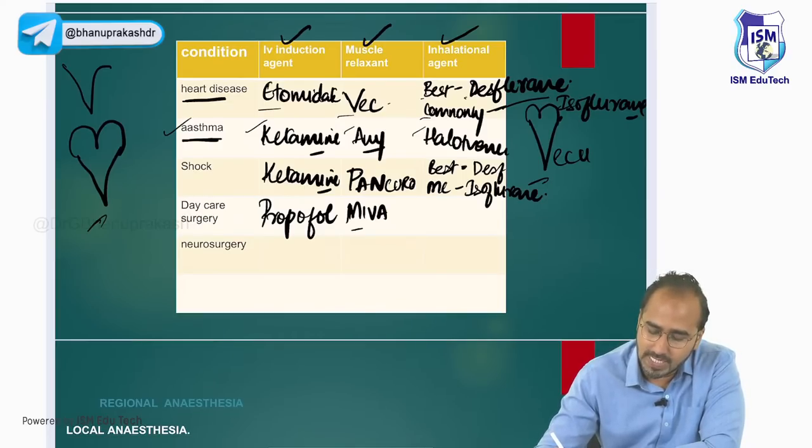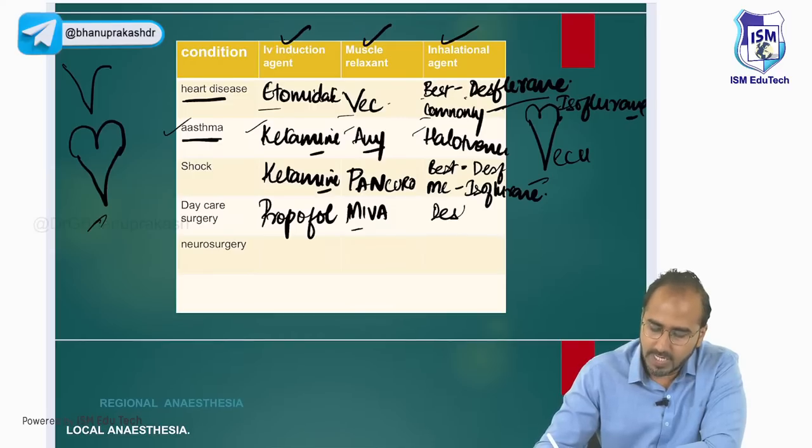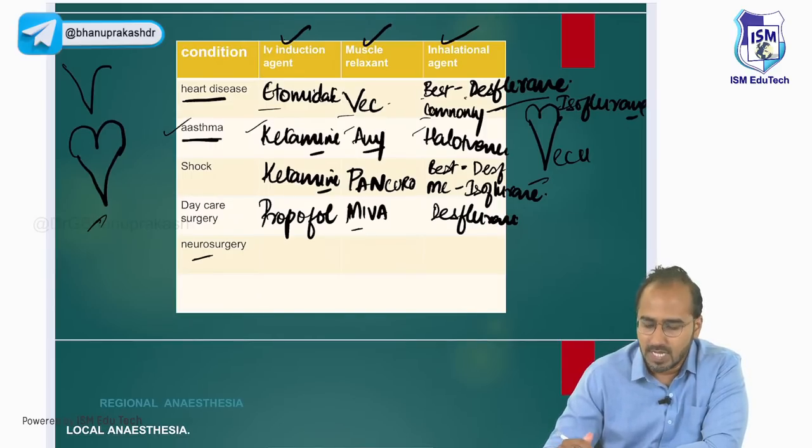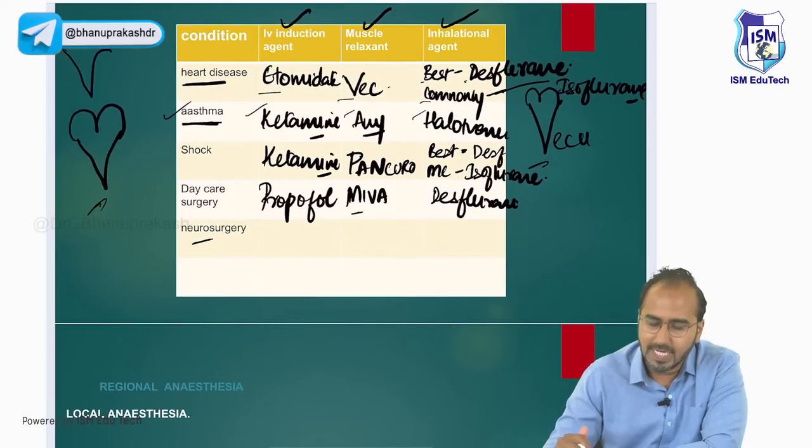Inhalational agent of choice for daycare surgery. You tell me, I will write here. Desflurane. Okay. Next is neurosurgery. For neurosurgery, what is the best IV induction, muscle relaxant, and inhalation agent?